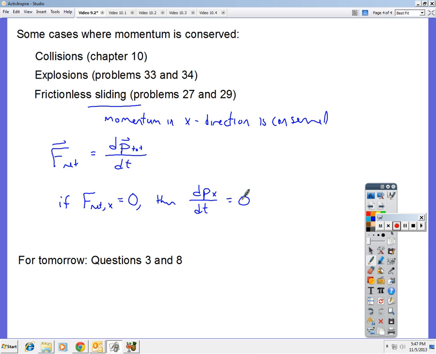And that's what happens in these two problems, 27 and 29. Now the y and z components of the momentum may not be conserved, but if F net x equals 0, then the x component of the momentum will be conserved as well.